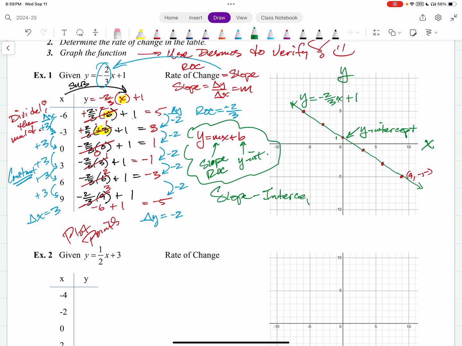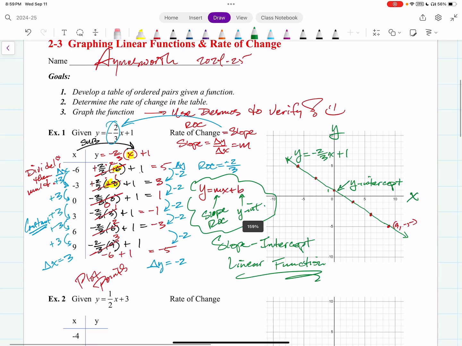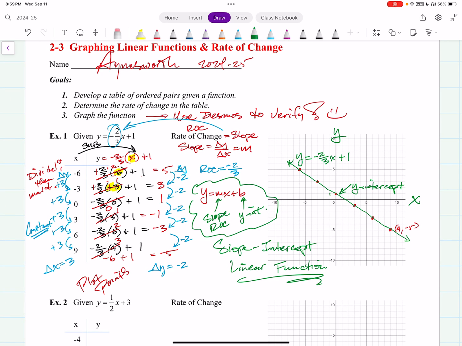Slope-intercept form for a linear function. This should be a big review here. You guys should have seen this in middle school. But the question is, did you really get good at it? And can you do all the arithmetic in the table here easily?